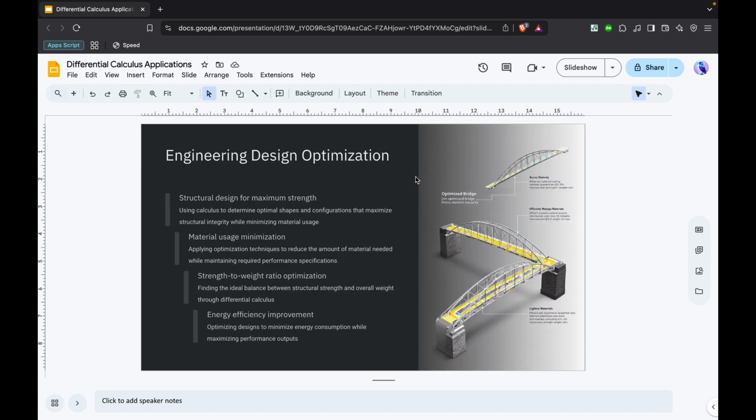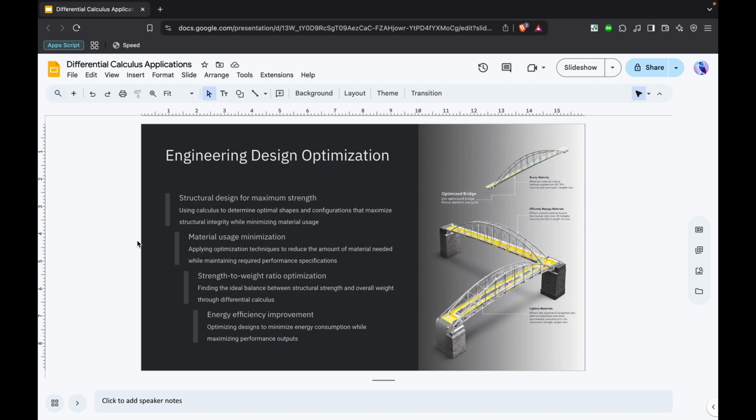Engineering design optimization is one of the more complicated ones. The first one that it talks about is structural design for maximum strength. Basically, what we're trying to do is use calculus, like differential and integral calculus, to determine the optimal shapes and the optimal configurations of those shapes that make sure that the structure is as strong as possible, while making sure we don't use so much material, because it's not really worth it to just have a huge steel block to weigh something down, when really we could have a more focused, concentrated shape with a denser material, so it would end up using less material and thus costing less.